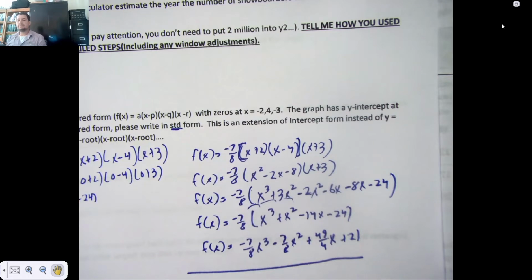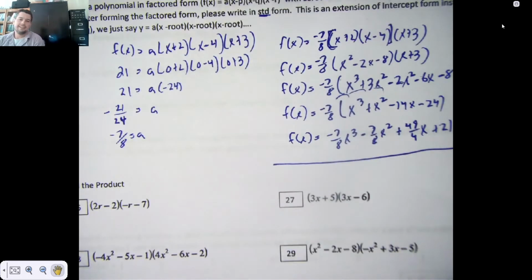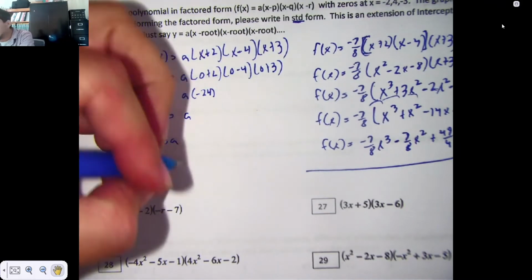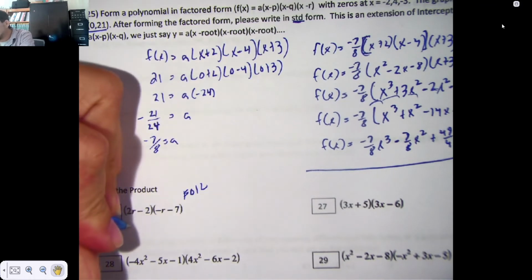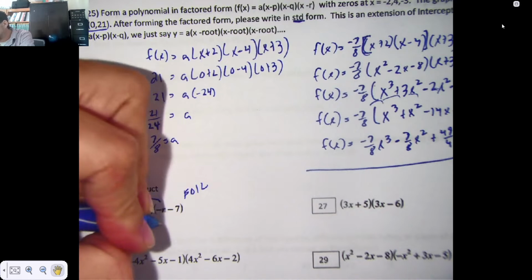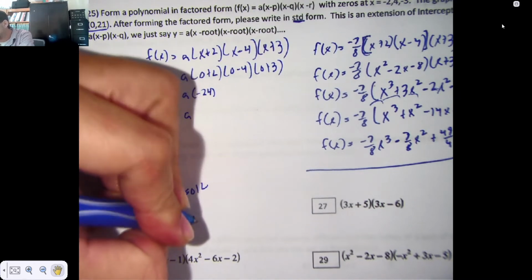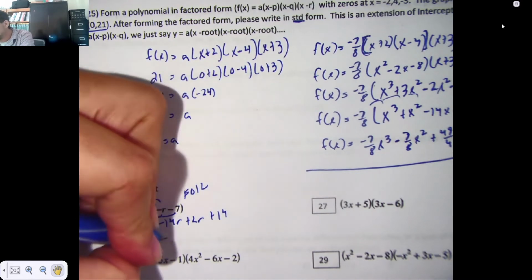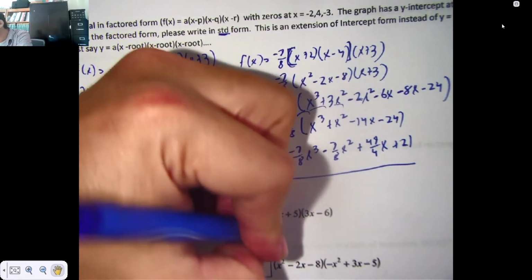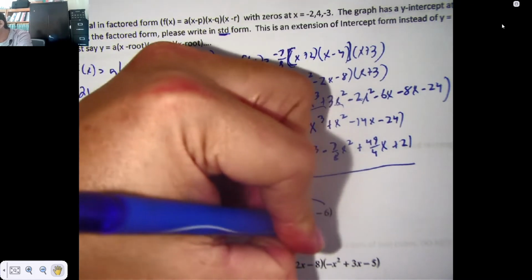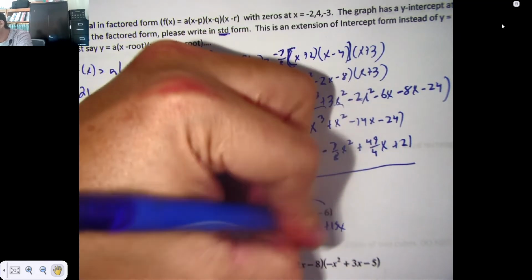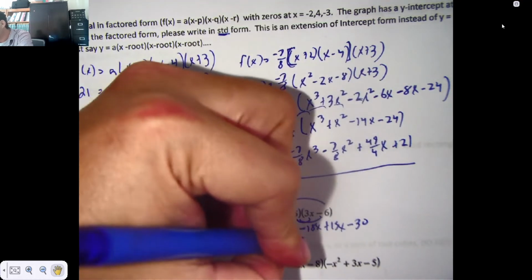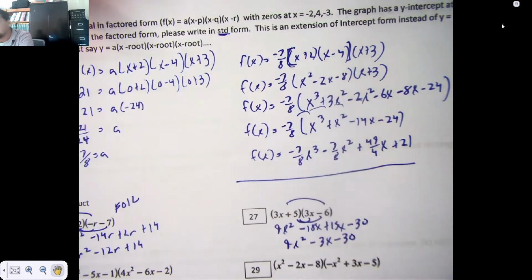And there's 25. Oh, look at these easy things. Find the product. That's easy. That's the FOIL method. What do we got? We got a -2r squared minus 14r plus 2r plus 14. Easy peasy. -2r squared minus 12r plus 14. Oh, good. Yay, more foiling. 9x squared minus 18x plus 15x minus 30. 9x squared minus 3x minus 30.